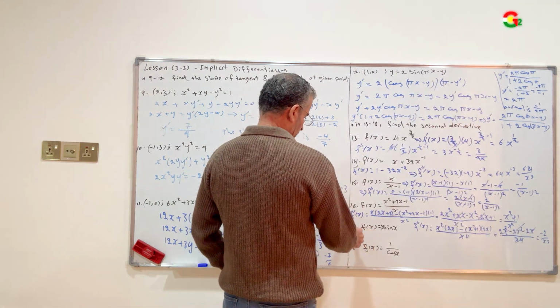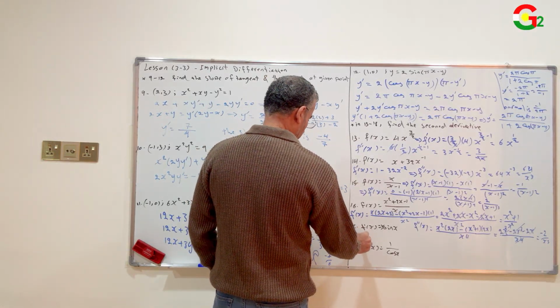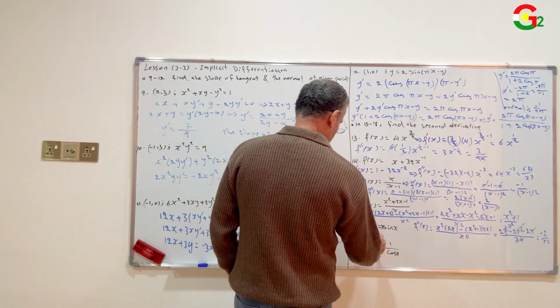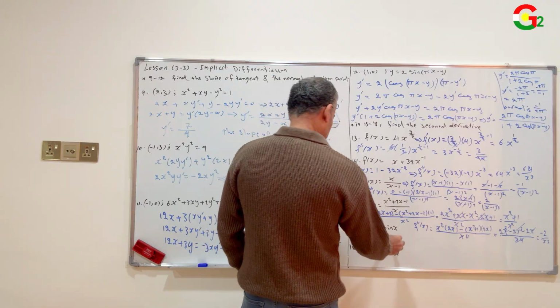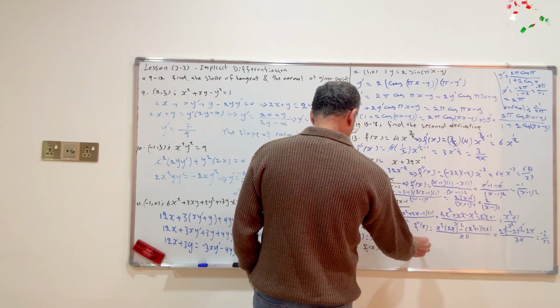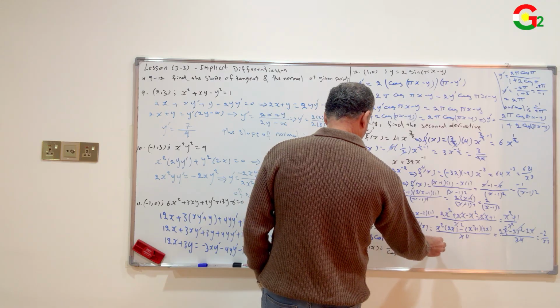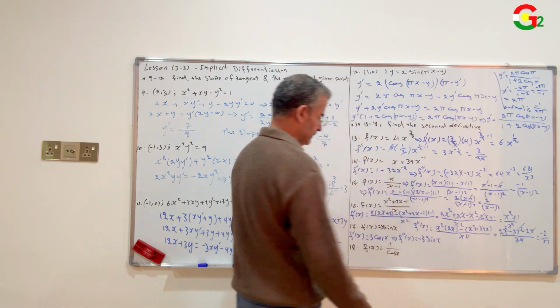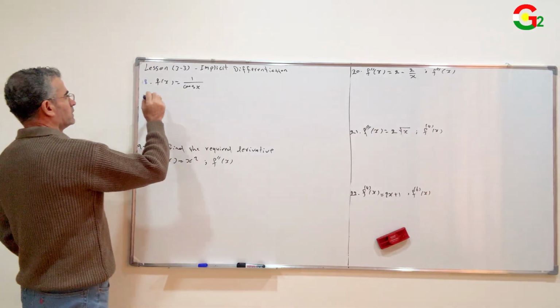Number 17. f of x equals 3 sine x, f prime of x equals 3 cosine x. Then f double prime of x equals negative 3 sine x. Question number 18. Find the second derivative of this function.